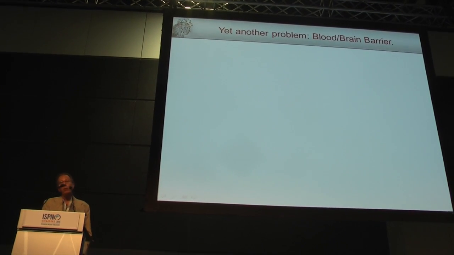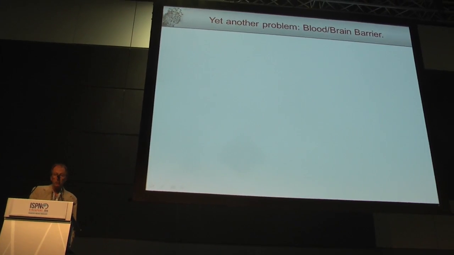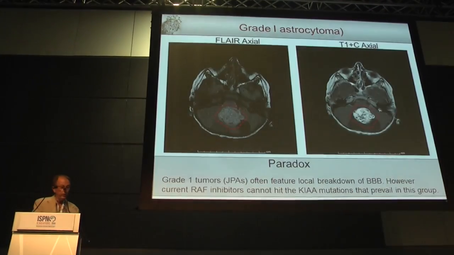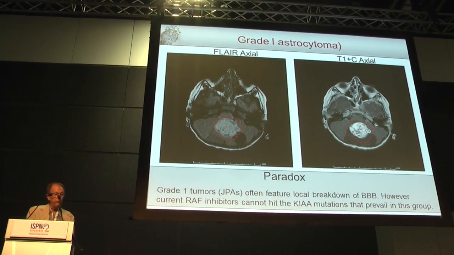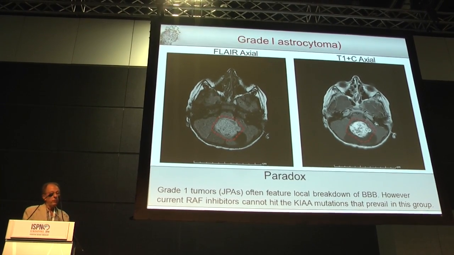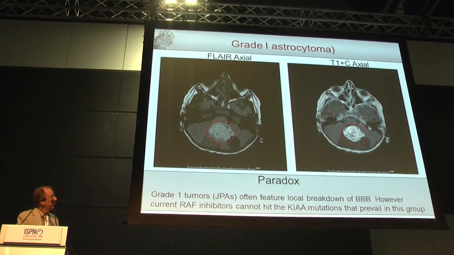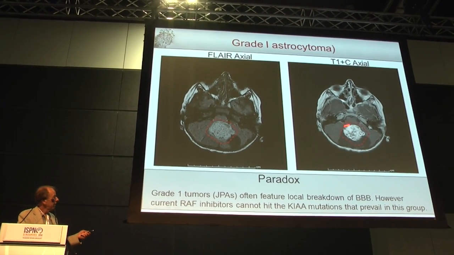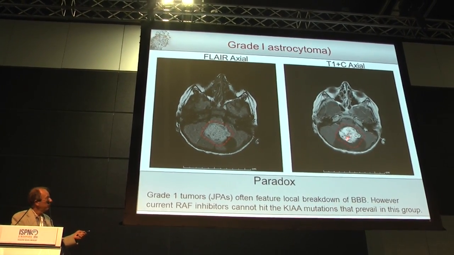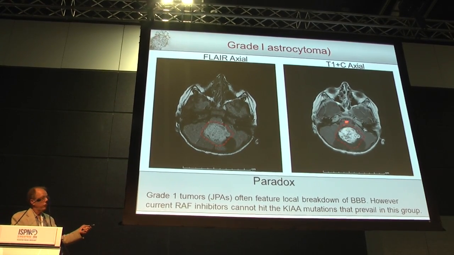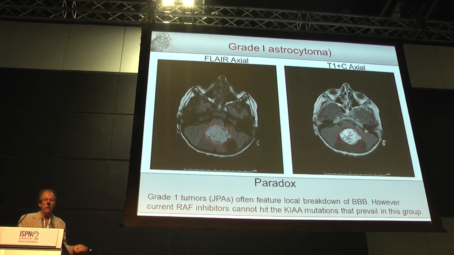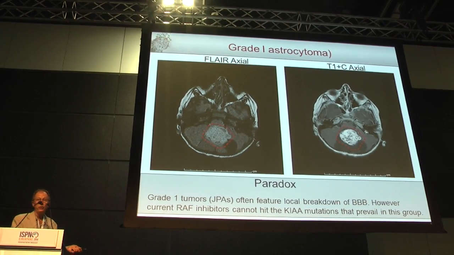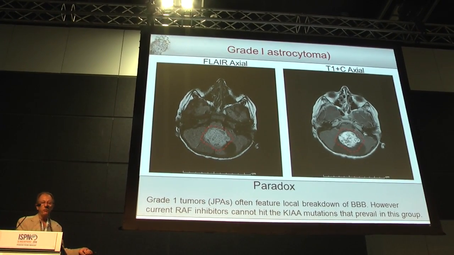Another problem, the blood-brain barrier. Not an issue with malignant melanoma, but an issue with our kids. Here there's kind of a paradox. Some low-grade gliomas, in particular the juvenile pilocytic astrocytomas, do feature local breakdown of the blood-brain barrier, so drugs in principle can get at the tumor. But as I already mentioned, the mutation you see here is typically the truncation fusion, so the drug can get at it, but the drugs don't work.